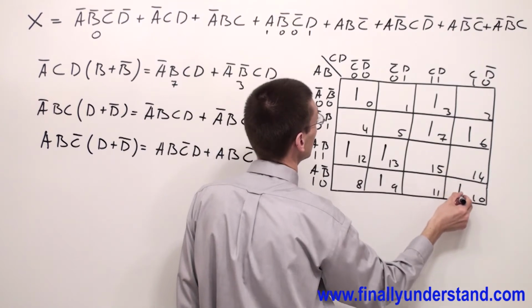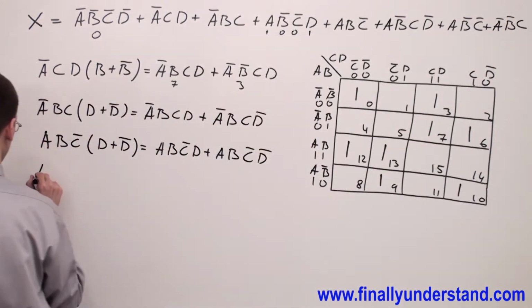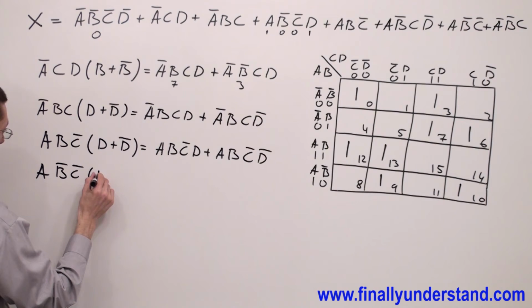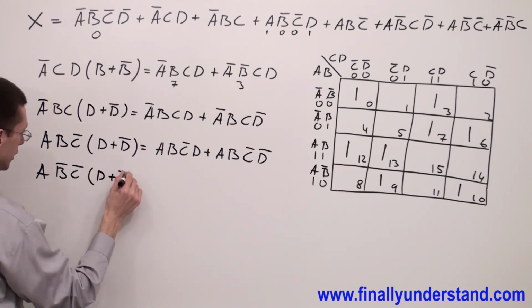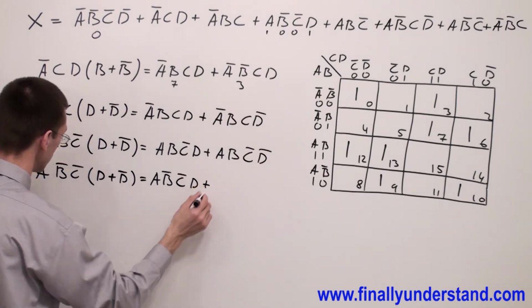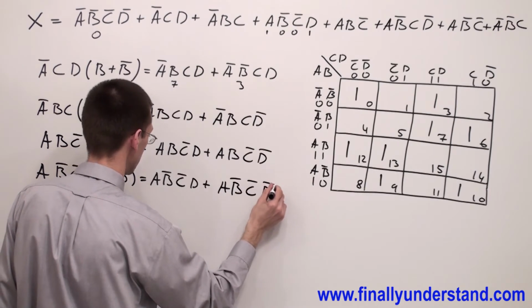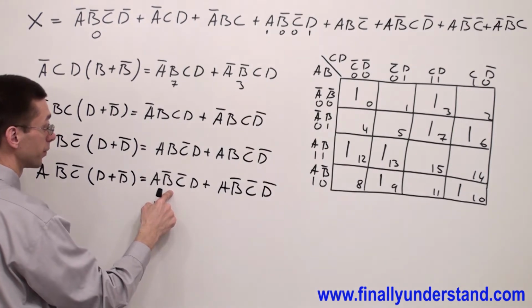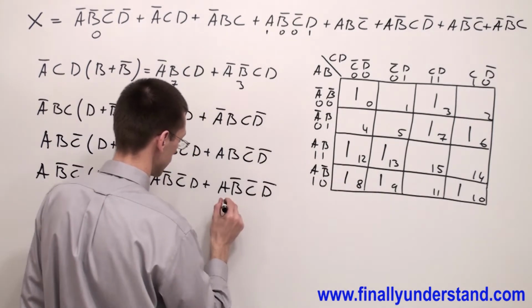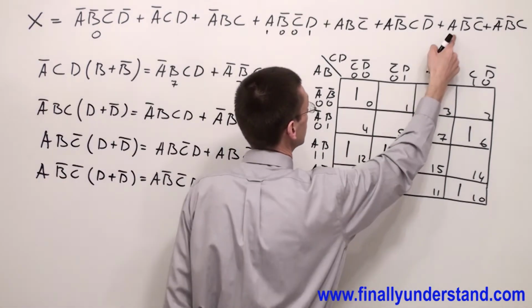This is binary 10. Next one, I have A, B0, C0. This term is missing D again. That's why I'm going to multiply this term by D or D0. And I'm going to have A, B0, C0, D, or A, B0, C0, D0. This is binary 9. 9 is already marked. And this is binary 8. This is 1, 0, 0, 0. This is binary 8. I'm finished with this term. Let's go to the next one.